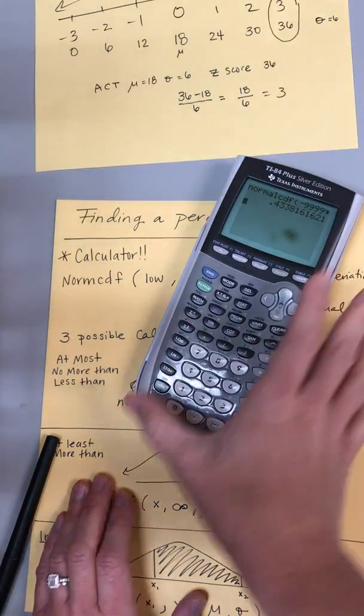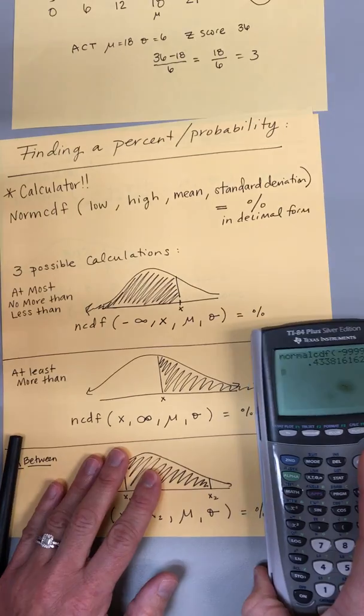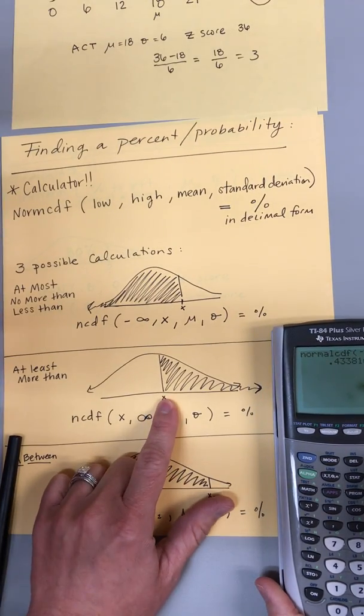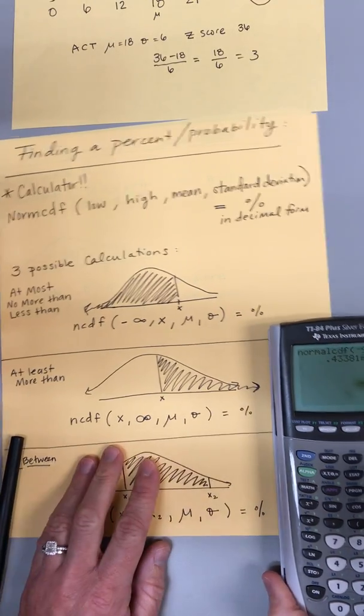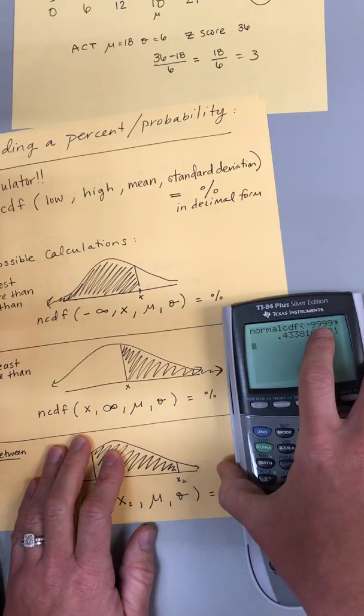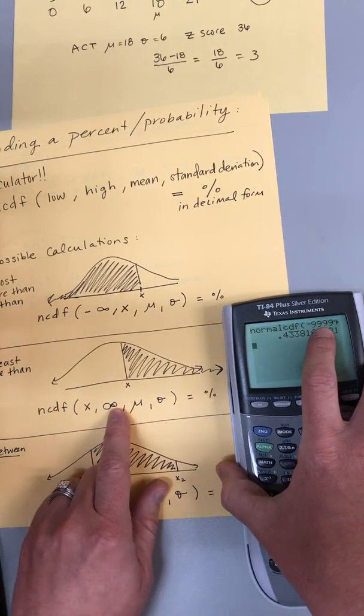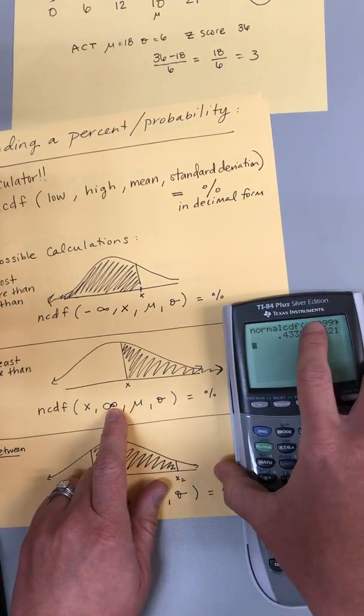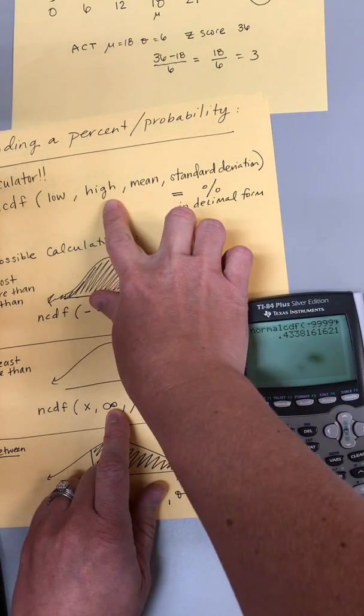Another type of question that you could calculate would be more than. What is the probability of getting this score or higher? So the only difference is we won't be using negative infinity, we will be using a positive infinity. So this needs to go into the second spot.